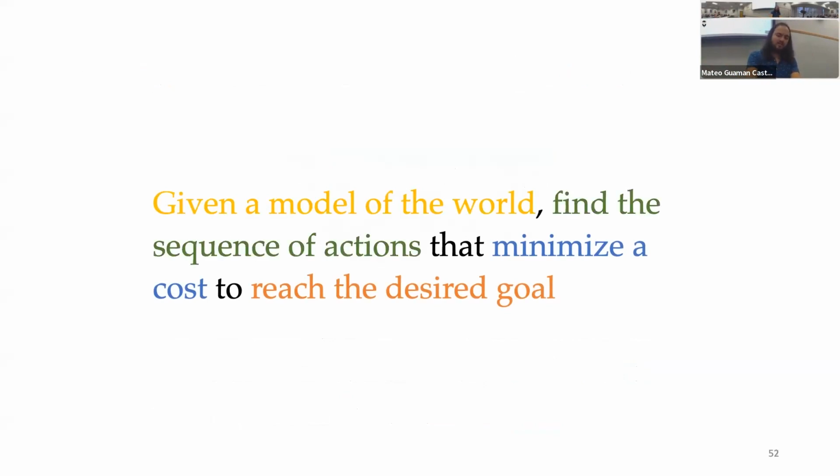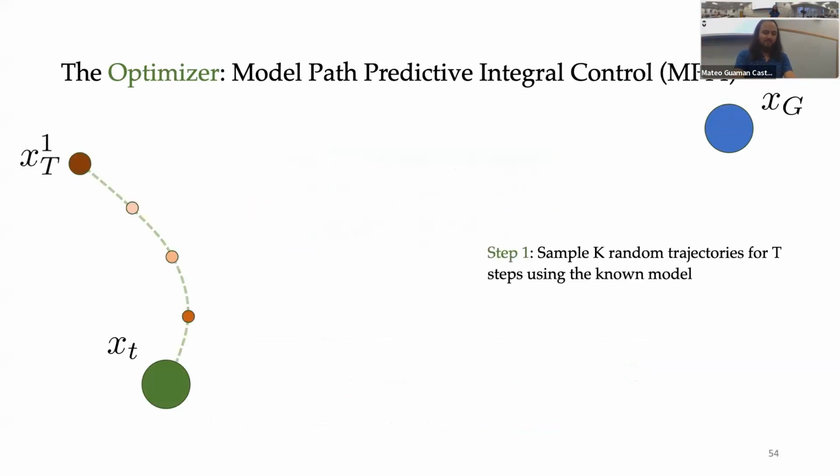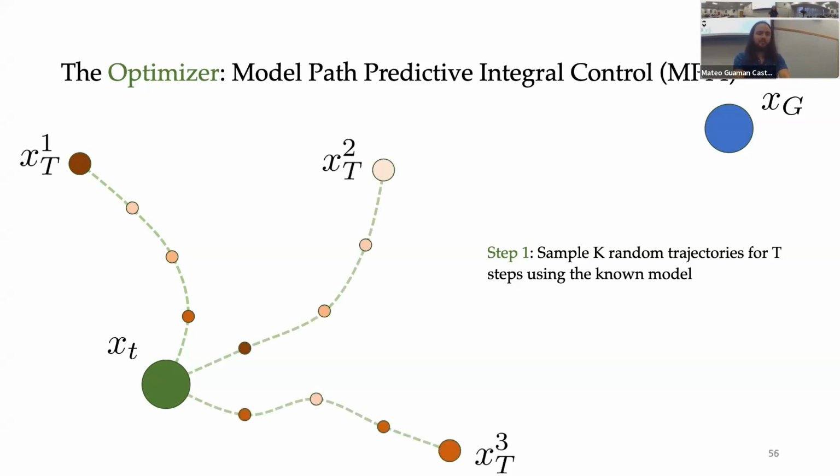But how we actually do it is with a model predictive control algorithm. We use model predictive path integral control, called MPPI, and we use a sampling-based version of this. This is a little sketch of what actually happens. You have a model of the world, so you sample K trajectories for T steps, in this case T is 4, using the known model. So these are all kinematically feasible trajectories. Then you end up with these different costs, where lighter is lower cost, darker is higher cost.